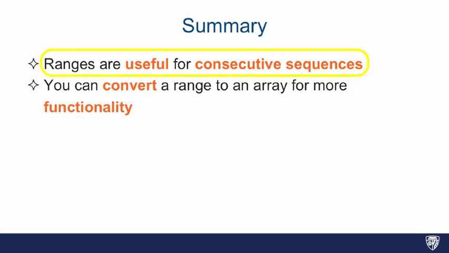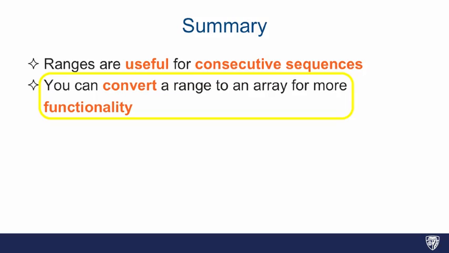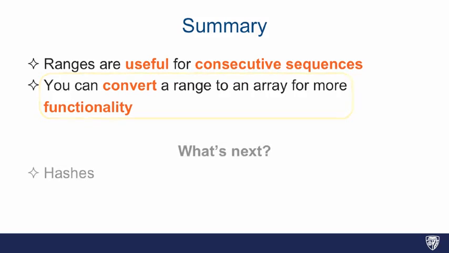Okay, so ranges are useful for consecutive sequences. That's what you use them for. You create them by specifying the beginning and the end of a consecutive sequence. And you could convert a range to an array for more functionality if you need it. Next, we'll talk about hashes, which in some other languages might be known as dictionaries or maps or whatever.